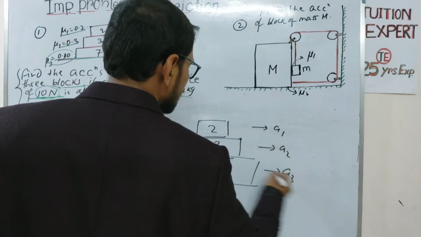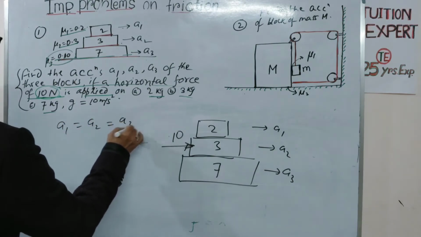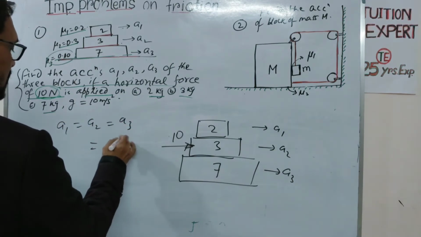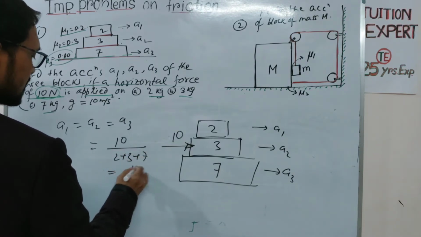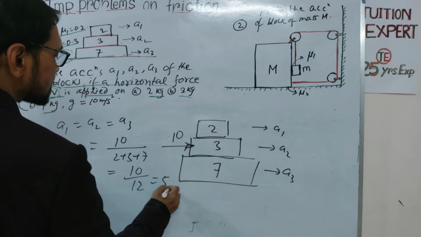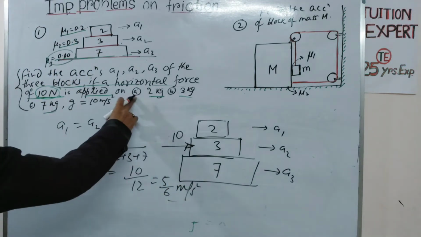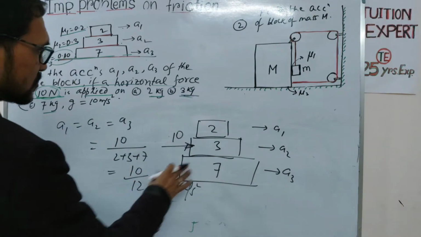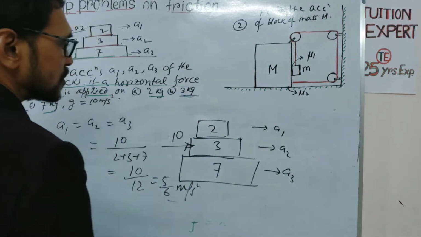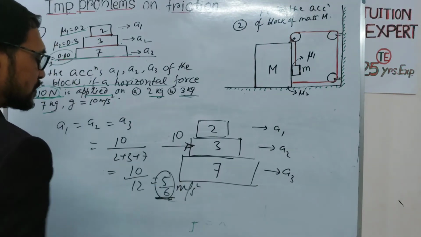The whole body moves together. Now the acceleration of the three blocks will be the same. So this acceleration will be force by mass, that is 10 by 12, that is 5 by 6 meter per second square. So this is the answer for the second case, if force acts on the 3 kg. So the three blocks move with the same acceleration, whose value is 5 by 6.